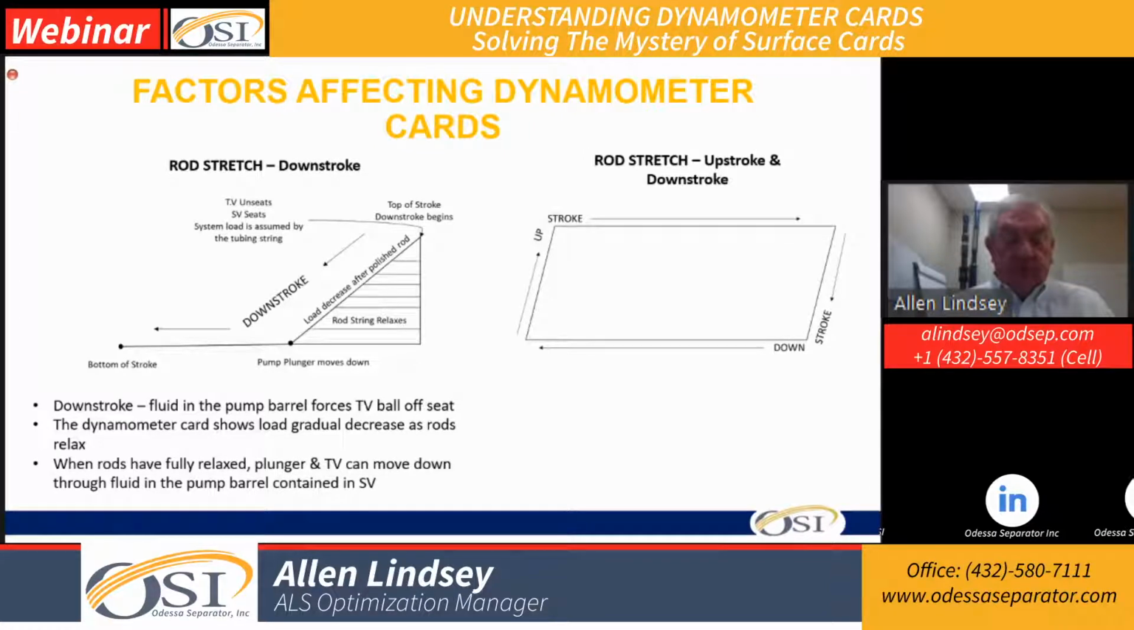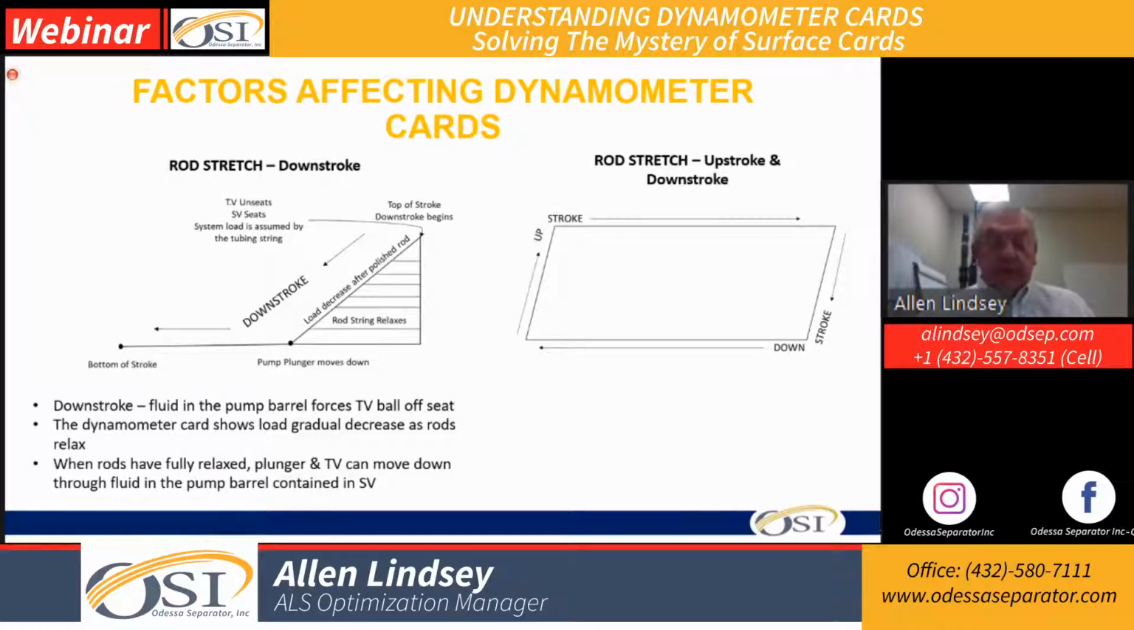At the top of the stroke, the pump plunger stops for an instant to transition to the downstroke. The standing valve ball falls onto its seat. The downstroke begins, and the fluid in the pump barrel forces the traveling valve ball off its seat. The standing valve ball seats the instant that the traveling valve ball unseats. The system load is assumed by the tubing string.